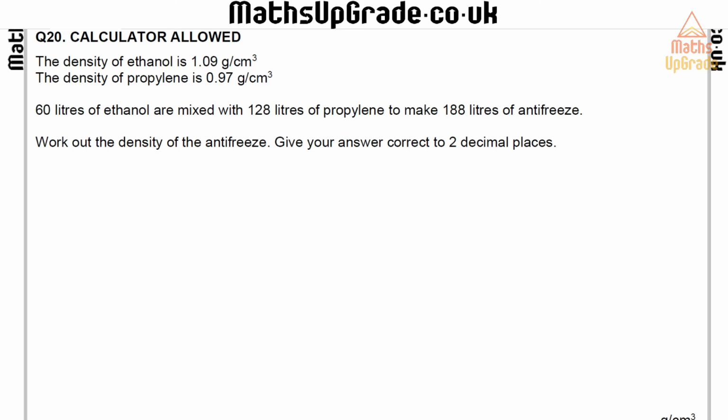So in this question, you need to remember that 1 litre is 1,000 centimetres cubed, and you also need to remember that to find the density of something, you need to find the total mass and the total volume. So go and find the total mass of the antifreeze by first of all finding the mass of the ethanol and the mass of the propylene. So let's do that now.